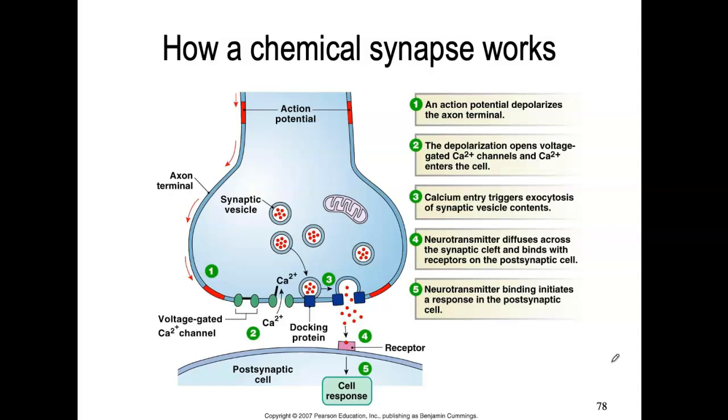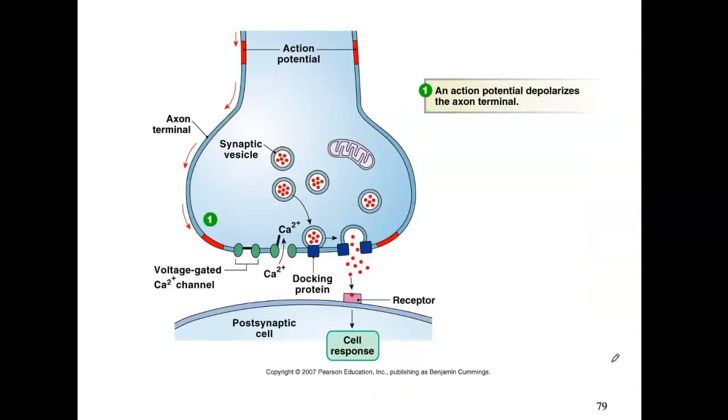If we were to take it in steps and show how a chemical synapse works, we have 5 different steps here, and I want to show them to you one at a time. So step 1, the action potential depolarizes the axon terminal. So in red, you have an action potential that's coming down along the surface here of this neuron, and it reaches then this axon terminal part, that section. So that's step 1.